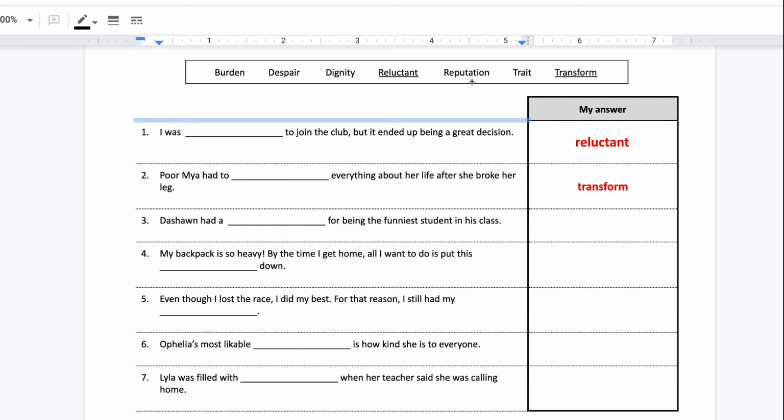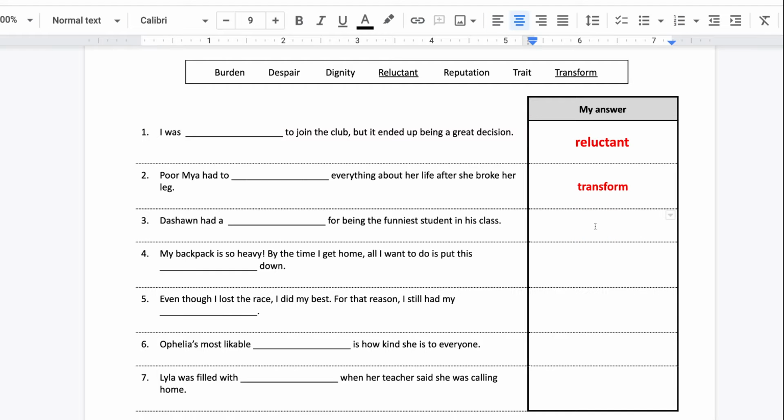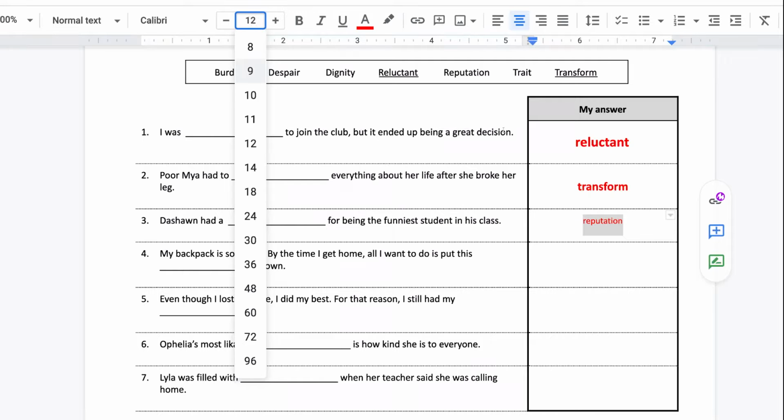Reputation, what other people think, that kind of makes sense. Or trait, that one kind of makes sense too. He had a trait for being the funniest student in class, or reputation. Between those two words, which one do you think makes the most sense in this particular sentence? If you picked reputation, you are correct. That's probably the best because his class probably thinks this of him, and that's what reputation means. That's the opinion others have of you. Make this a little bit bigger.